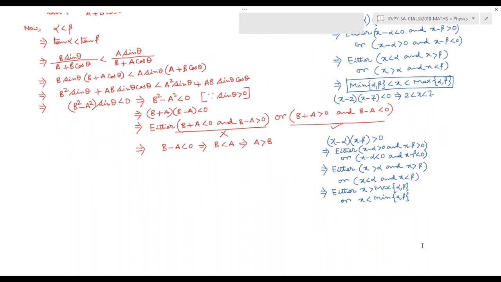So this is the conclusion. If we see any inequality that (x minus alpha) into (x minus beta) is greater than 0, then you can always consider either x is greater than the maximum of these two, alpha and beta, or x is less than the minimum of these two. So if we get an inequality like (x minus 2) into (x minus 7) is greater than 0, this concludes either x is greater than the maximum of 2 and 7, that is 7, or x is less than the minimum of 2 and 7, that is 2.